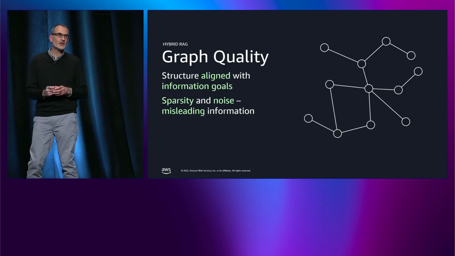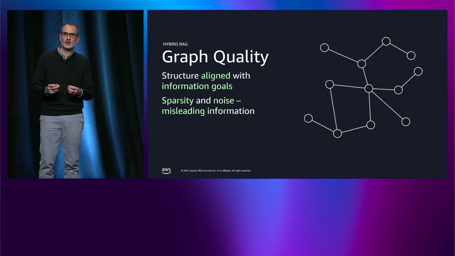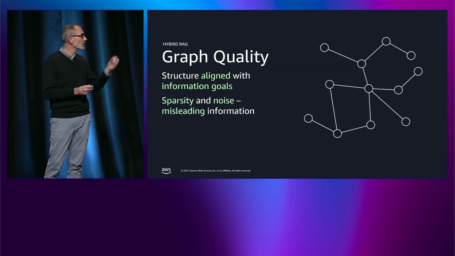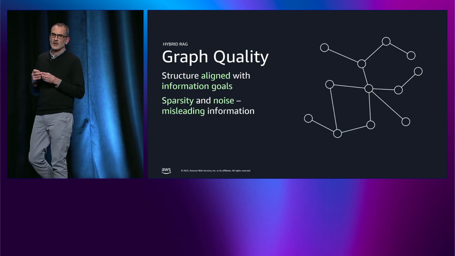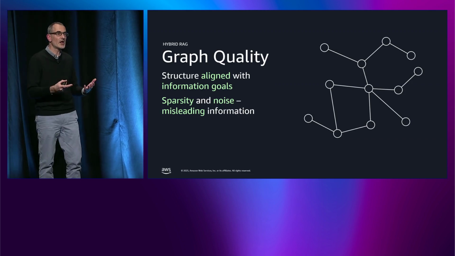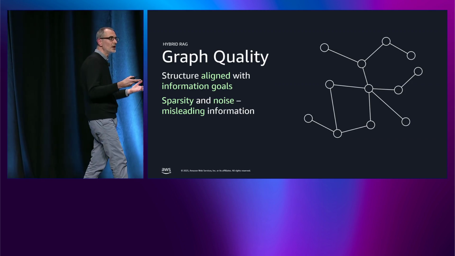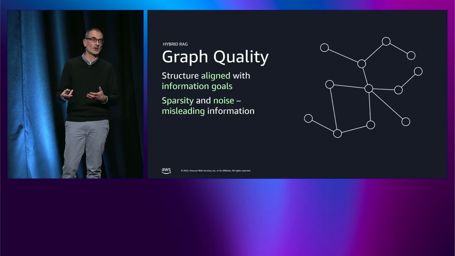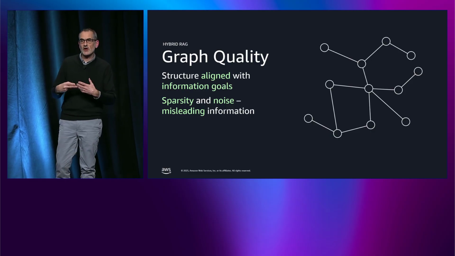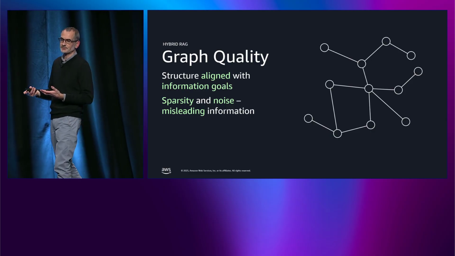And the issue is that the quality of a graph search is very much dependent on the quality of the underlying graph. So if the structure of the graph isn't aligned with our information goals, we can often end up retrieving misleading or irrelevant content, and that's going to generate a poor response. Okay?